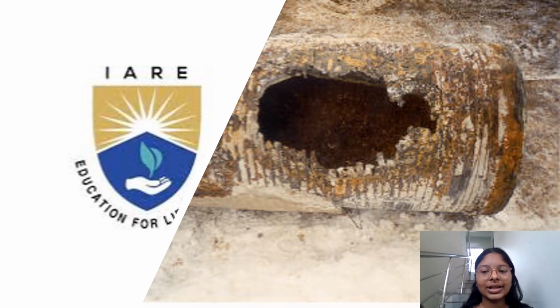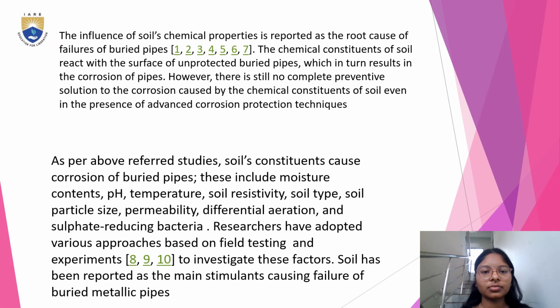Let's get into another slide. The influence of soil's chemical properties is reported as a root cause of failures of buried pipes. The chemical constituents of soil react with the surface of unprotected buried pipes, which in turn results in the corrosion of pipes. However, there is still no complete preventive solution to the corrosion caused by the chemical constituents of soil, even in the presence of advanced corrosion protection techniques.